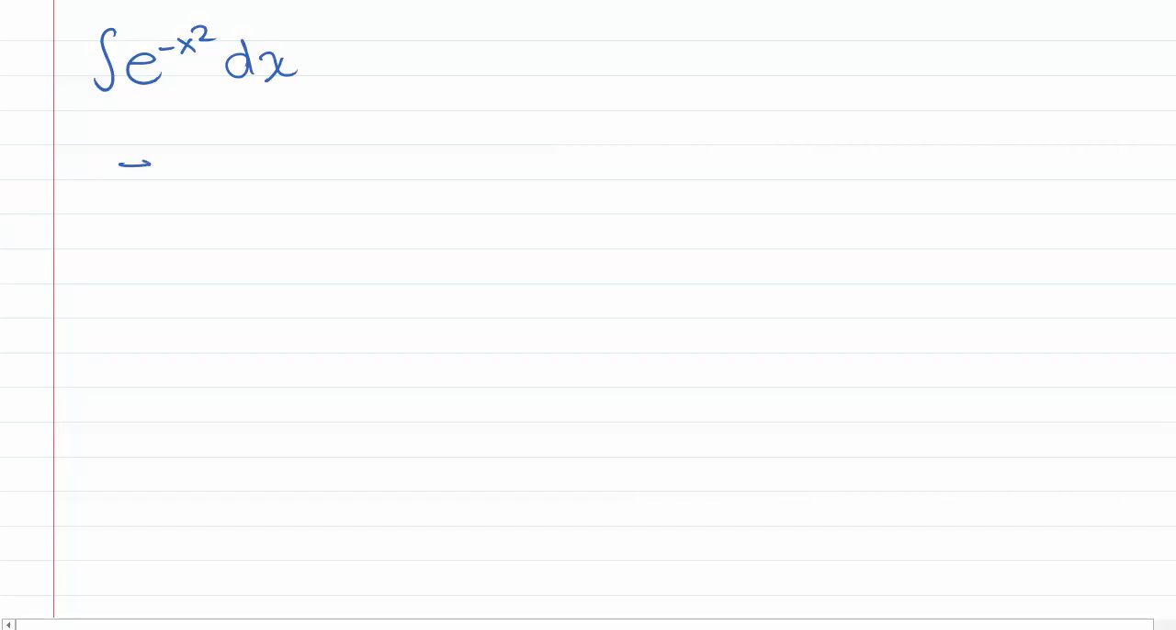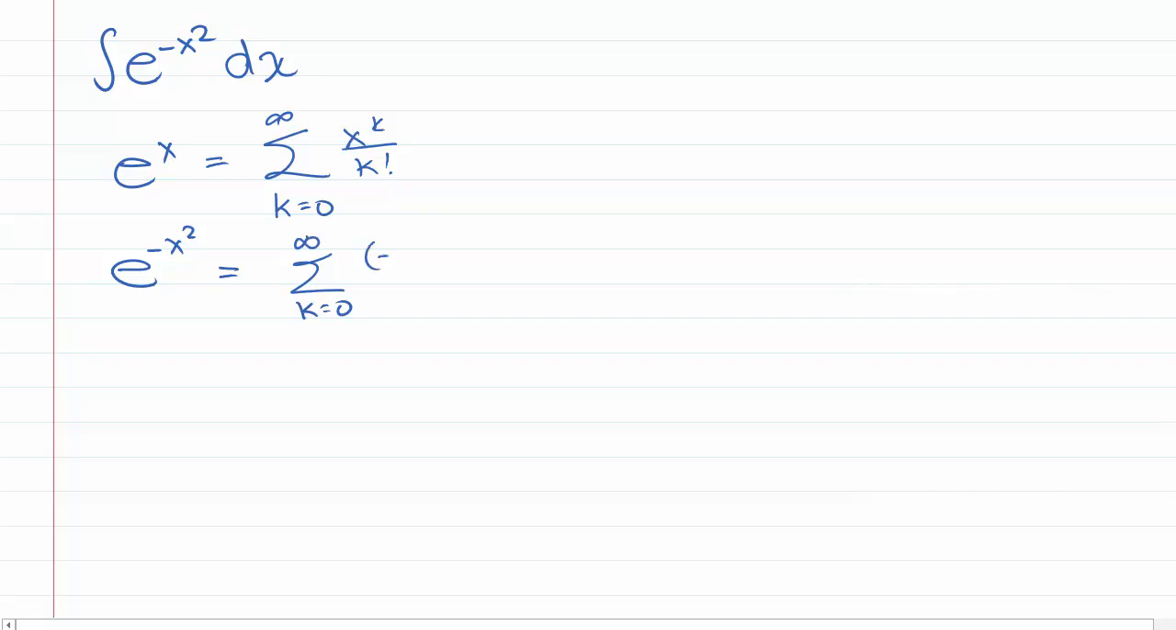So let's rewrite it. We know that e to the x is the power series k goes from 0 to infinity of x to the k over k factorial. So e to the negative x squared is going to be the power series k goes from 0 to infinity of negative x squared to the k over k factorial, which is the power series k goes from 0 to infinity of negative 1 to the k, x to the 2k over k factorial.